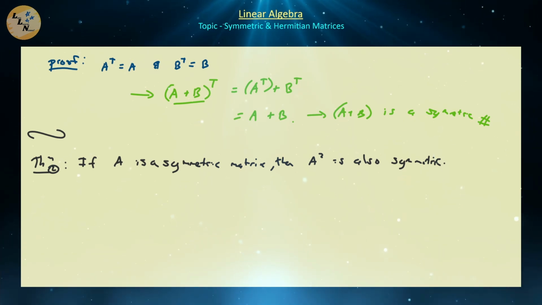Because keep in mind, if A is not a square matrix, then A squared, at least on the surface, does not make any sense in terms of how to calculate it. But if it's a square matrix, then A squared perfectly makes sense and is well defined.